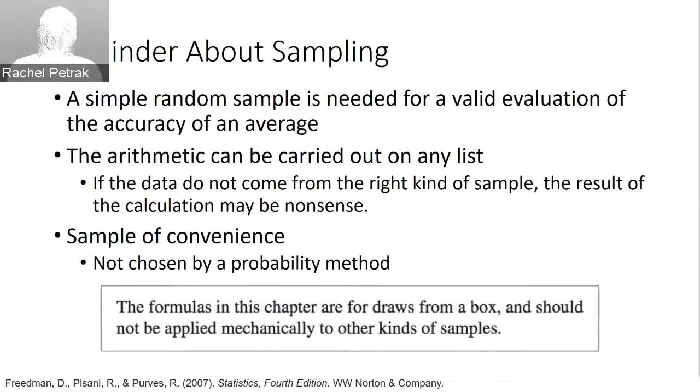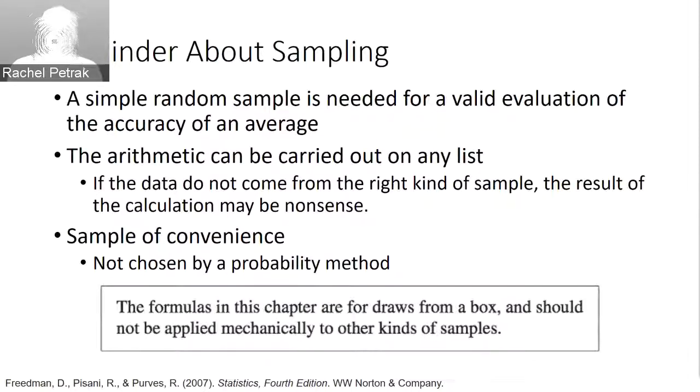Let's take one final look at sampling and how important it is to keep in mind some of this information about sampling. A simple random sample is needed for a valid evaluation of the accuracy of an average. We always need that simple random sample. We can't apply this statistic validly unless we have a simple random sample.